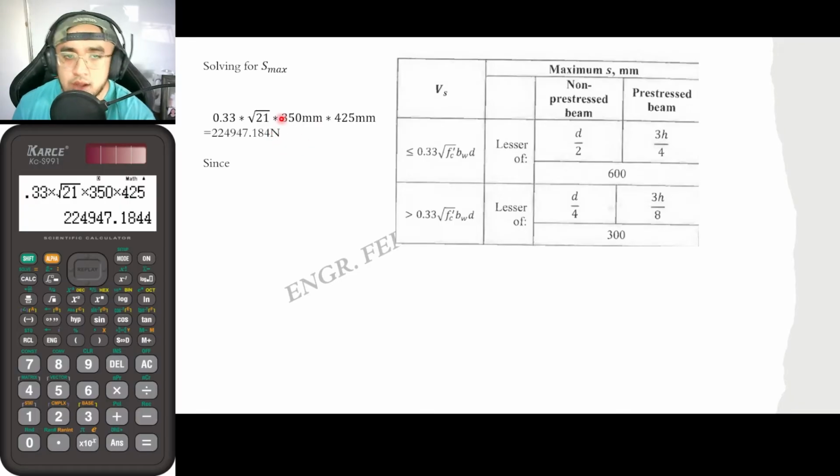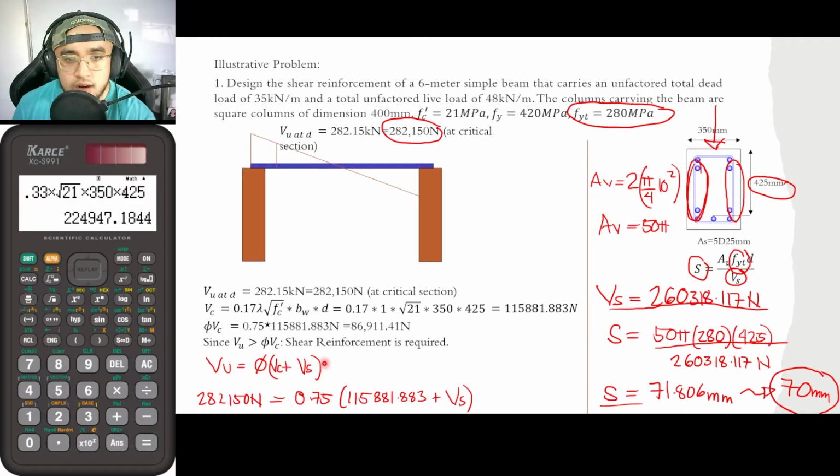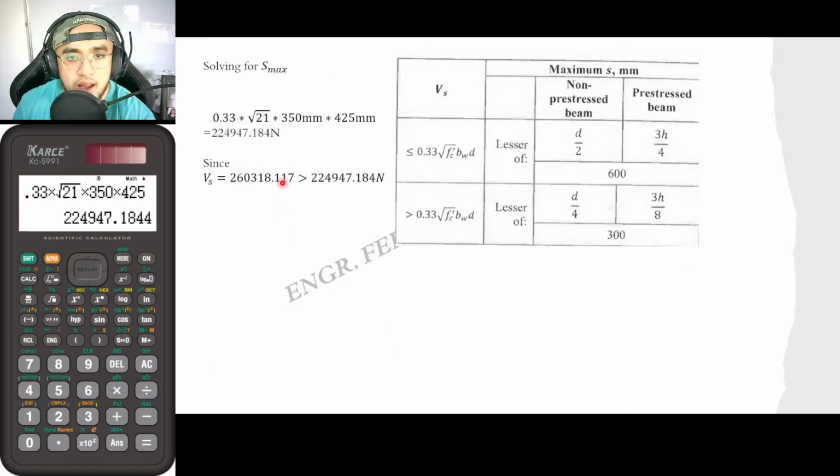Okay, so take note that our Vs earlier is 263,118. Since it is greater than our limit of 224,947, meaning that we will now be making use of either this value or this value. So let us solve for both of them. So again, we will now be making use of this section.